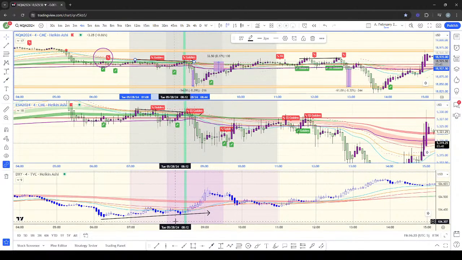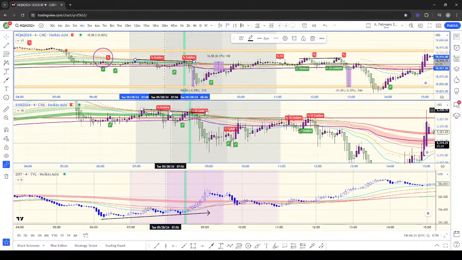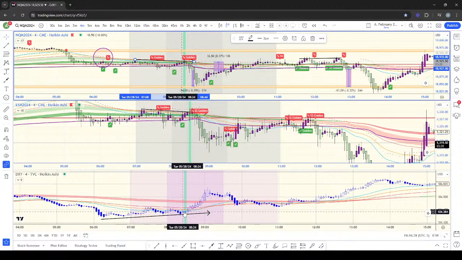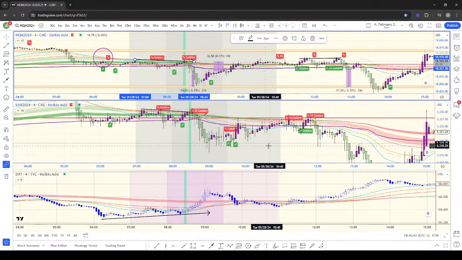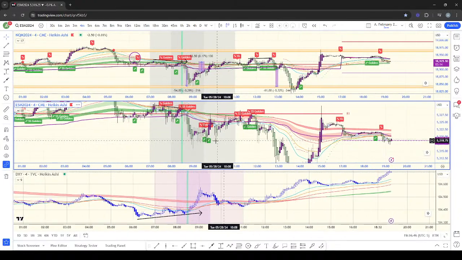So that's another way, another confluence that you can have in determining your trade entry. So along with divergence, this is a really nice way to find price moving in that direction right in here.